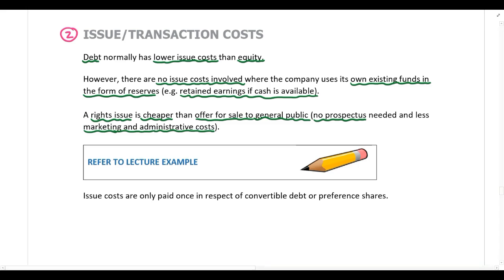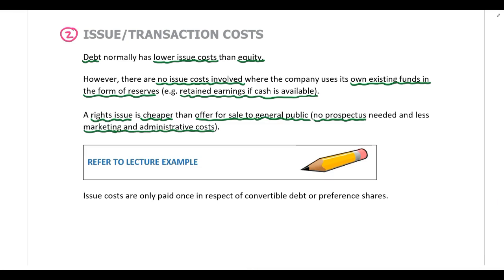Now guys, I've included a lecture example on how a rights issue works. I've included this for completeness sake, so if you want to see the calculations behind a rights issue, please go and have a look at this lecture example. I'm not going to go through it with you because it's very seldom examined.